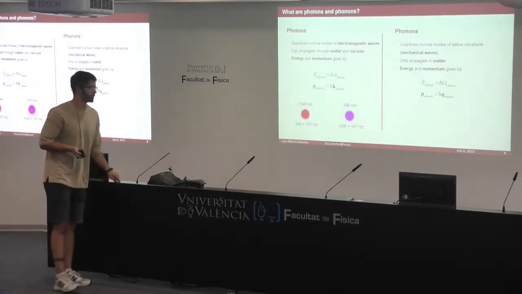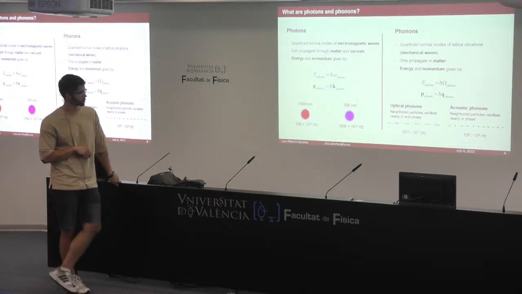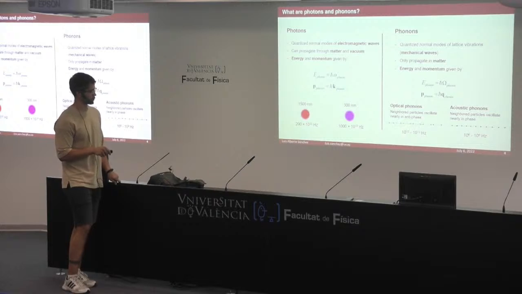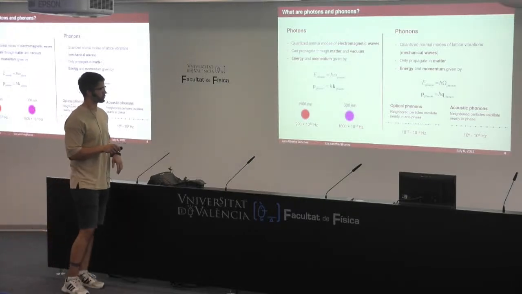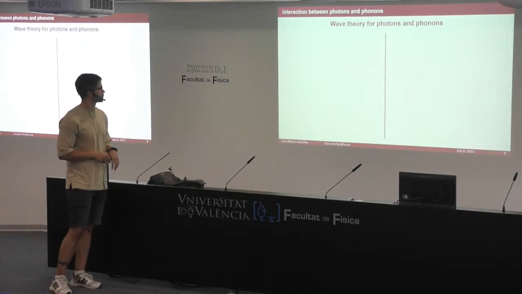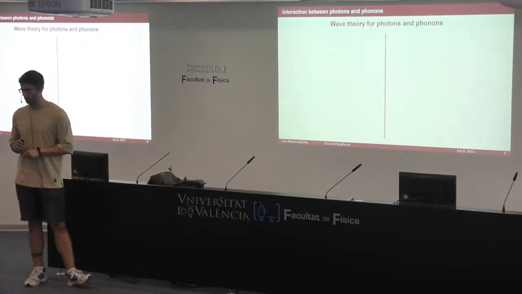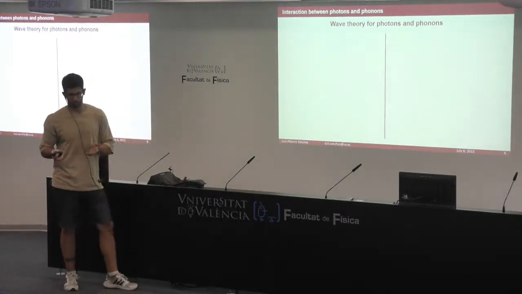And there are several types of phonons. These are the two main types: optical phonons, which have frequencies in the same range as photons, and acoustic phonons, which are way slower in frequency. In this talk, we will only focus on acoustic phonons, which are in some way the macroscopic phonons. But for this talk, we are not going to use the concept of photons and phonons, but the wave theory for this kind of particles.